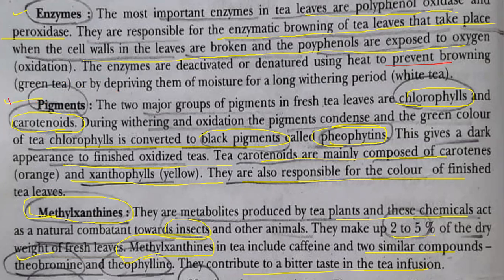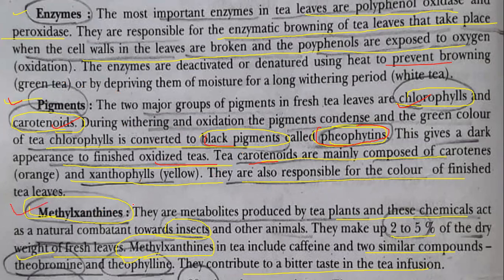The pigments are also there. The two major groups of pigments in the fresh tea leaves are chlorophyll and carotenoids. During withering and oxidation of the pigments, the green color of the tea chlorophyll is converted to the black pigment called pheophytins. This gives a dark appearance to finished oxidized tea. Tea carotenoids are mainly composed of carotene and xanthophyll. They are also responsible for the color of finished tea leaves.